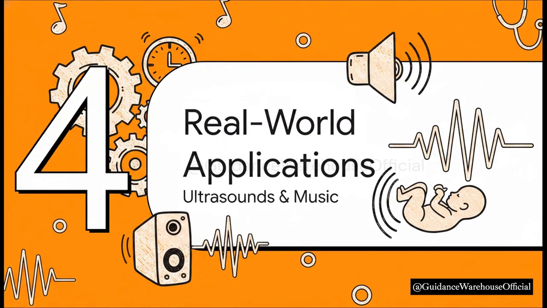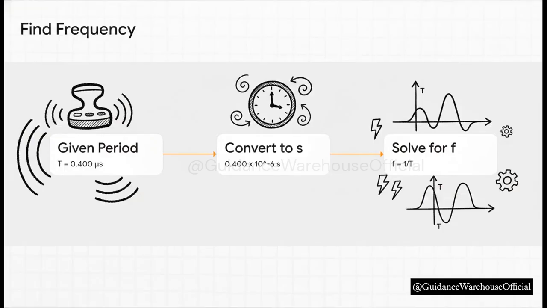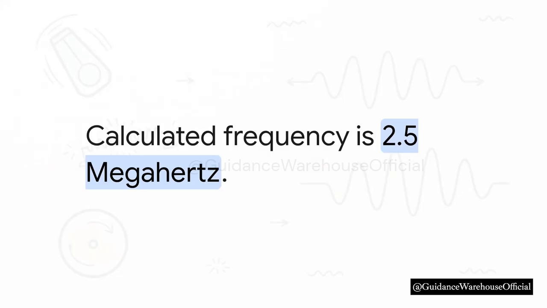Section 4, real-world applications, calculating ultrasounds and musical notes. Imagine a medical imaging device that produces an oscillation with a period of 0.400 microseconds. What's its frequency? Well, step 1, we identify our given period, T. Step 2, remembering what we just talked about, we have to convert those microseconds into seconds. So that becomes 0.400 times 10 to the negative 6 seconds. And finally, step 3, we solve using our golden formula, f equals 1 over T. When you divide 1 by that incredibly tiny fraction of a second, your resulting frequency is 2.50 times 10 to the 6th hertz. That's 2.5 million hertz.